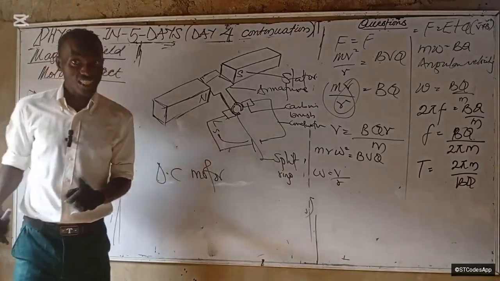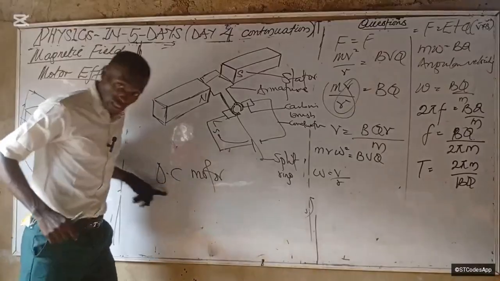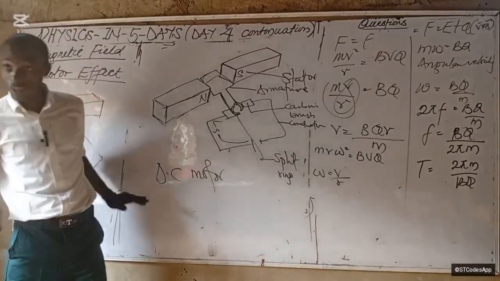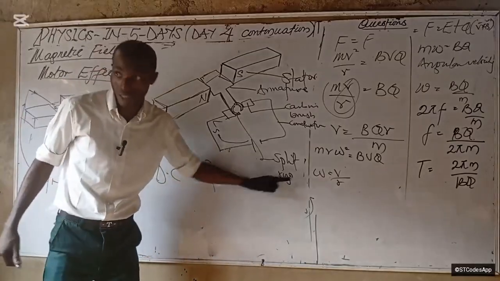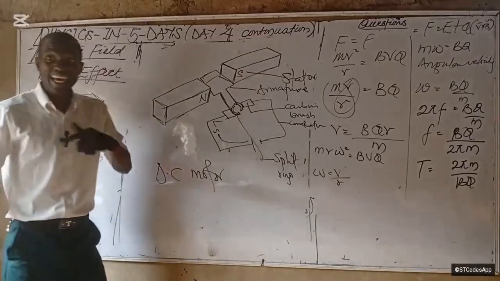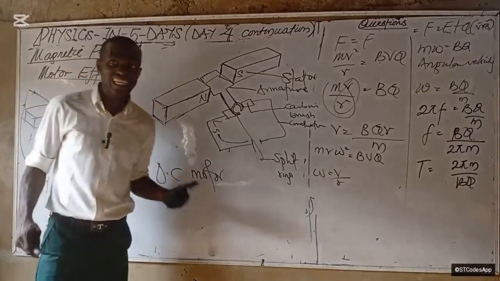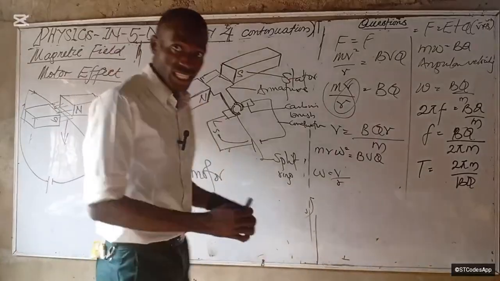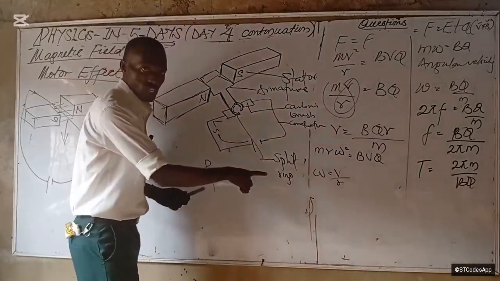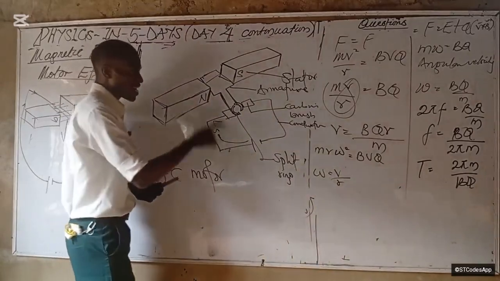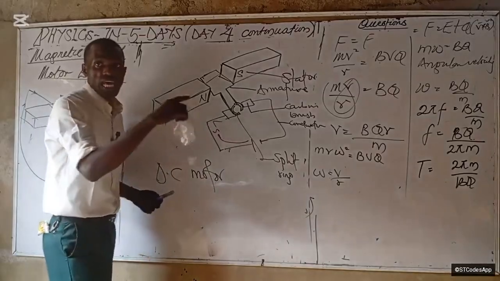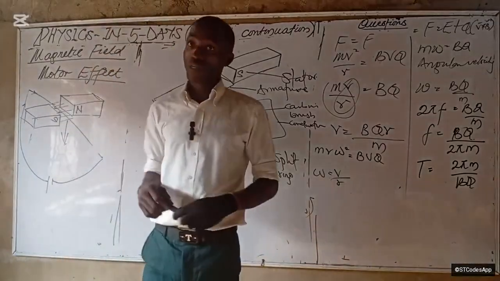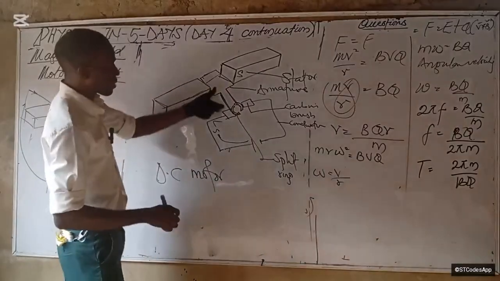Please don't forget it. DC systems, whether it's a generator or a motor, use a split ring. But if it's AC, it will use a slip ring. So if I wanted to convert this thing to an AC motor, I'll use a slip ring. Does that make sense? Alright, so we want to determine the direction of motion of this thing.